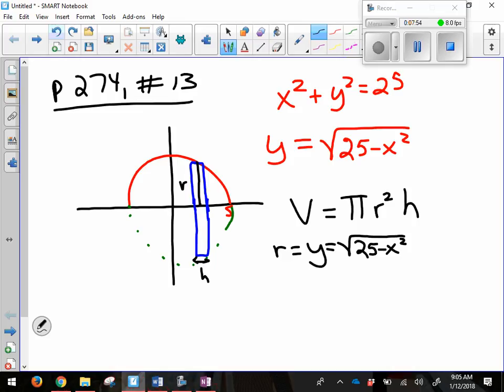If n was equal to 10, okay, so if I took this, which goes from -5 to +5, and I divided it into 10 segments, what would h be? 1. Okay, so h is really 10 divided by n.